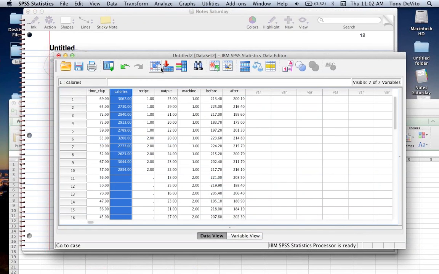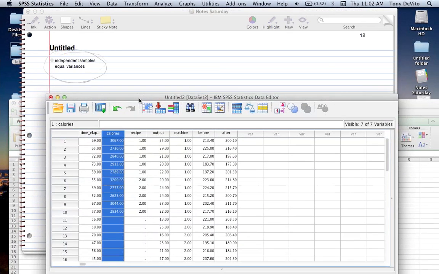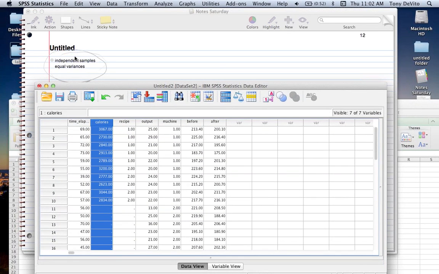Okay, so now let's take a look at this situation one, where we have independent samples and we have equal variances, or we think we have equal variances. Well, here's our data. This variable is a calorie count for two different recipes that are served in dozens of restaurants and hundreds of times a day. And we want to know whether the average calorie count is the same for both of them.